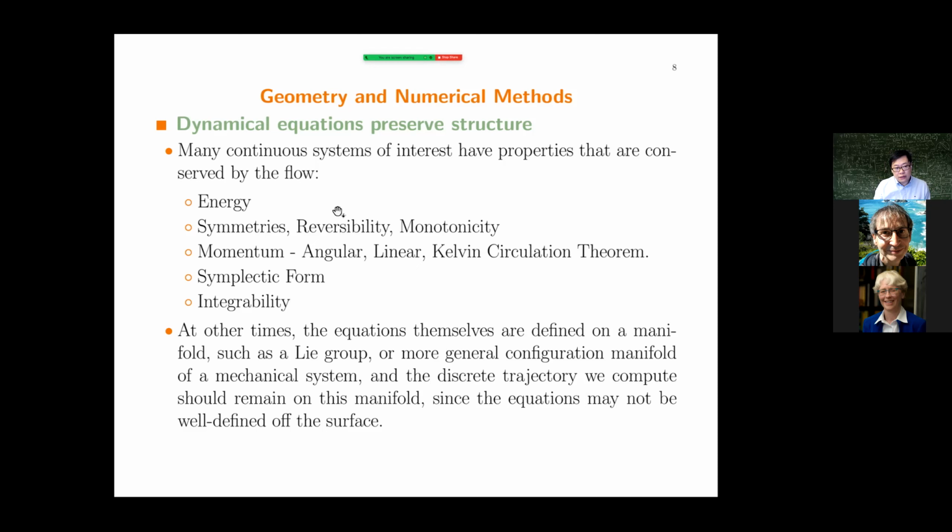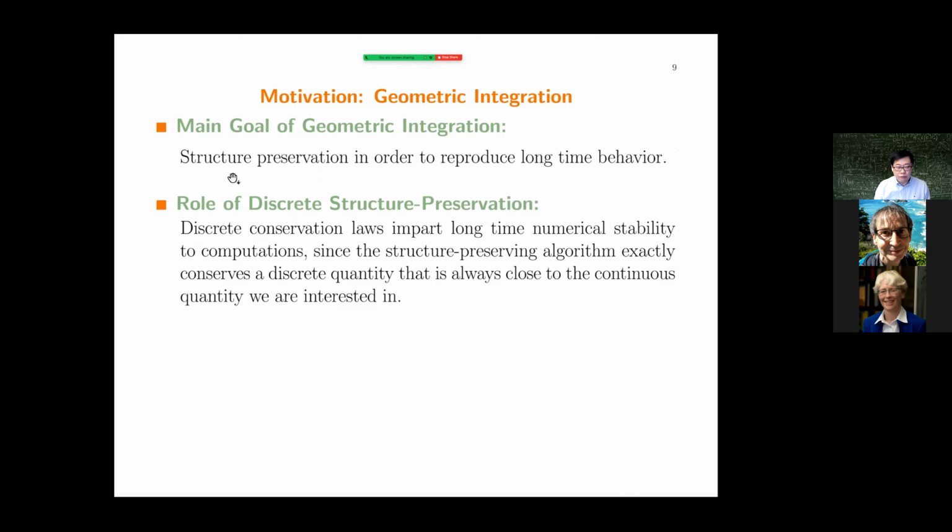As I alluded to, the main goal of what is called geometric integration is structure preservation. The net effect of structure preservation is often that it allows you to better reproduce long time properties. The way this shows up is that you have discrete conservation laws: the structure preserving algorithm conserves a discrete quantity which is always close to the continuous quantity you are actually interested in. So from the point of view of level sets of these invariants, you stay close for a very, very long time.